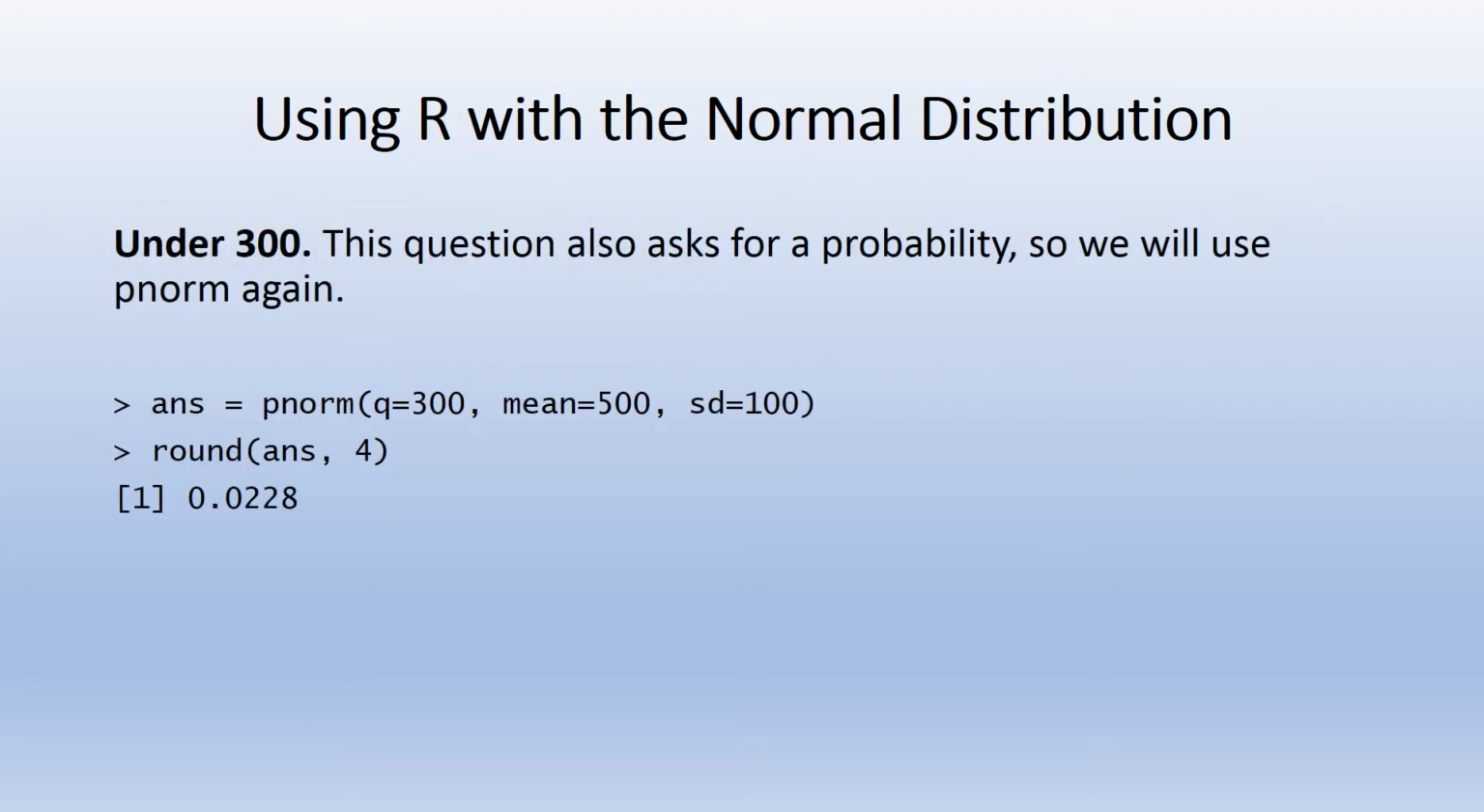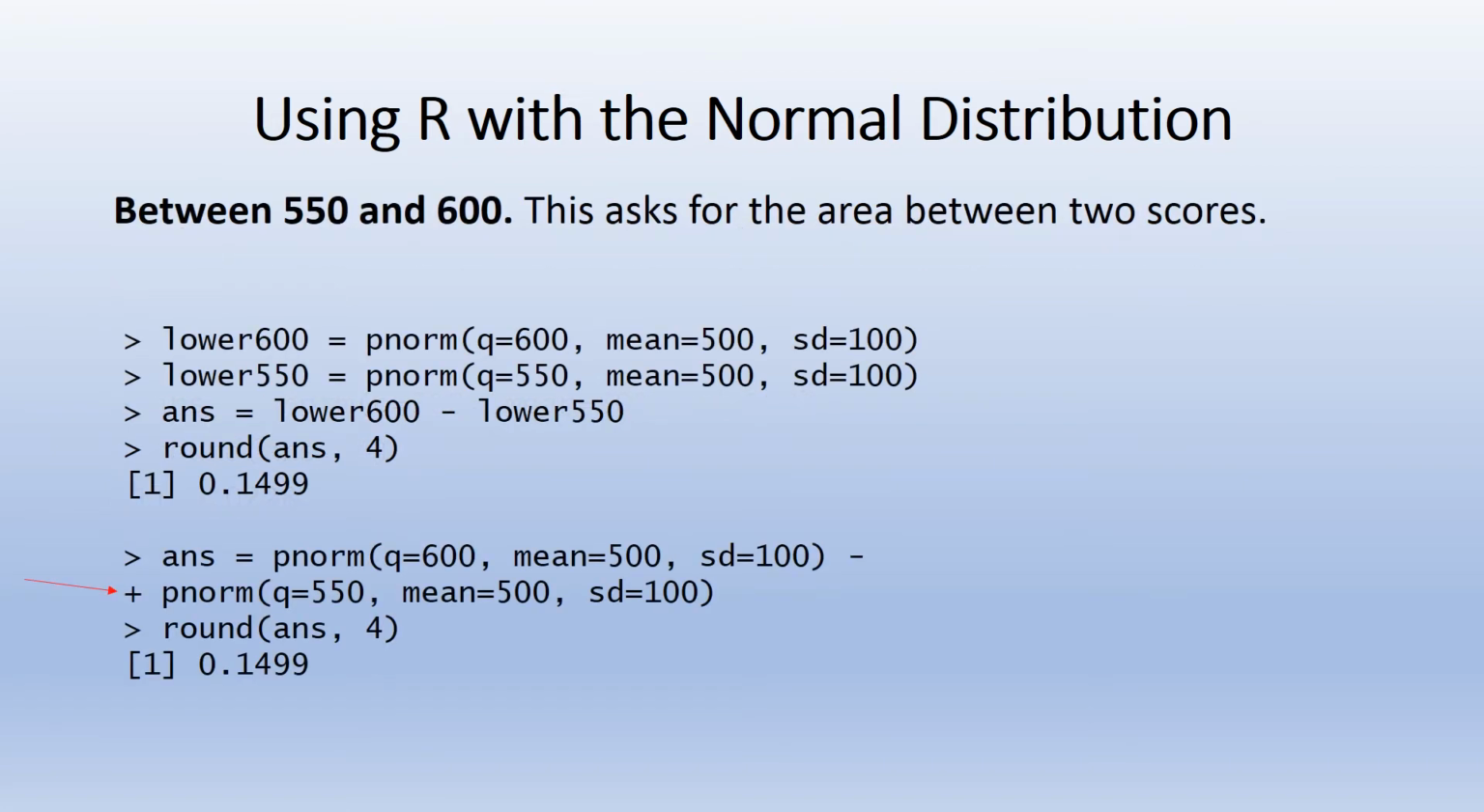To find the probability that someone makes under 300, the arguments are 300, 500, and 100, using the default lower.tail TRUE, and the answer is 0.0228. To find the probability someone makes between 550 and 600, here I'm going to find the area lower than 600, then I'll find the area lower than 550, and I'll subtract the smaller area from the larger area. The answer is 0.1499 rounded.